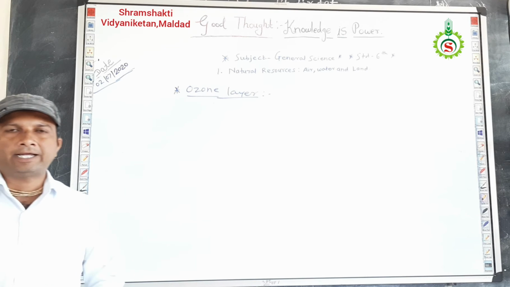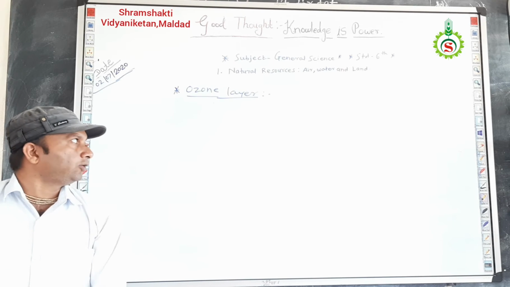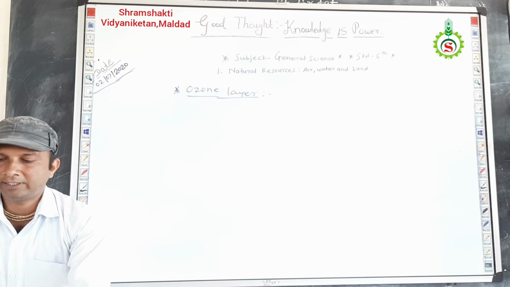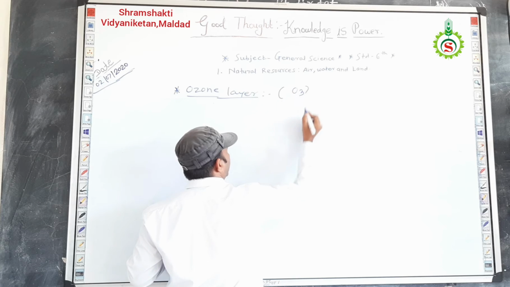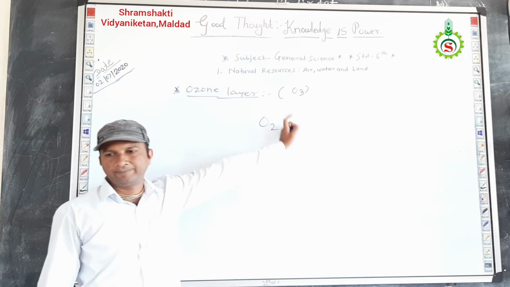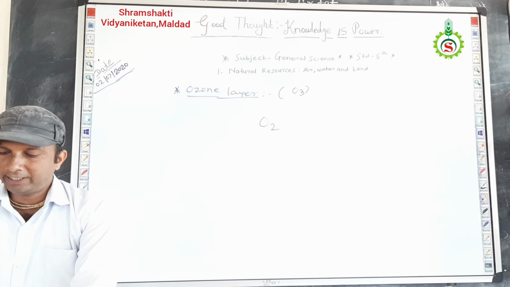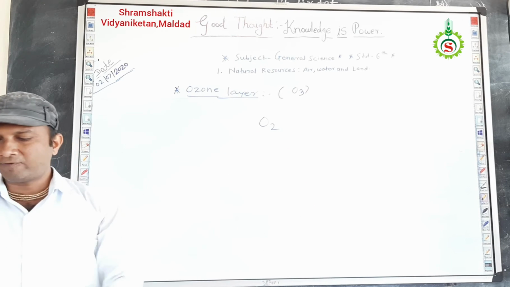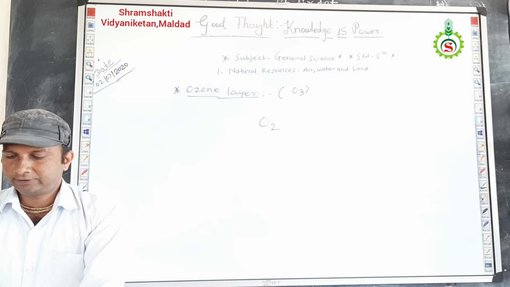The ozone layer is present at the upper part of the stratosphere, which is the second layer of the atmosphere. What is the importance of the ozone layer? We are going to learn in this lecture. Ozone is denoted by the symbol O3. When we write oxygen, we write O2, but ozone is written as O3. Ozone is the important gas which is present at the lower layer of the stratosphere, and the ozone layer is important for the survival of every life on the earth's surface.